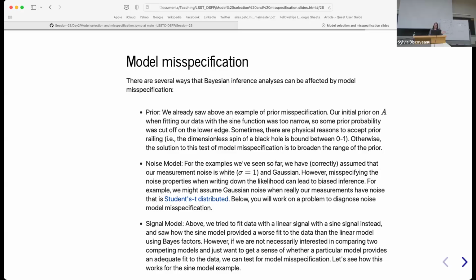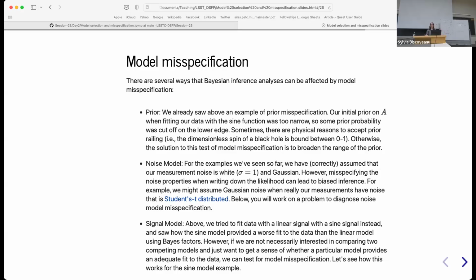So we already saw early on an example where we had misspecified our choice of prior. We saw that the posterior on our angular frequency parameter was railing, which told us that our prior did not cover the right range of the parameter space, and so we needed to choose a new prior. And again, we basically determined that visually. We plotted the posterior and we saw that it was railing, and then we tried out a new prior and we plotted the posterior again and we checked and we saw that it wasn't railing. So basically, many of these model misspecification checks are visual.